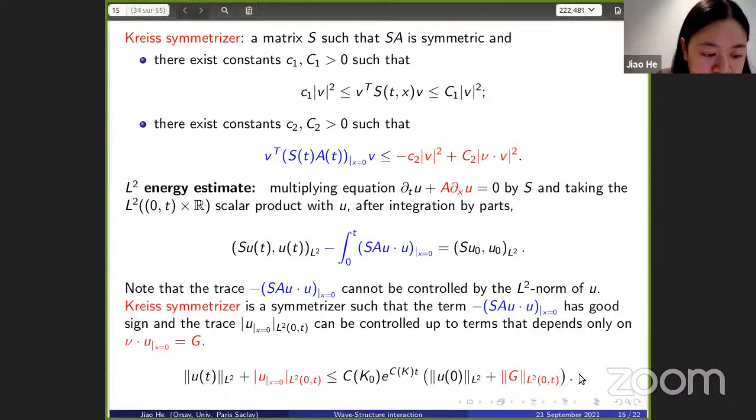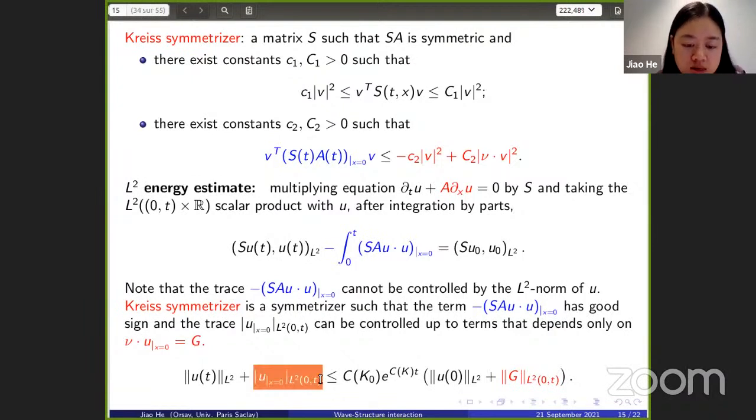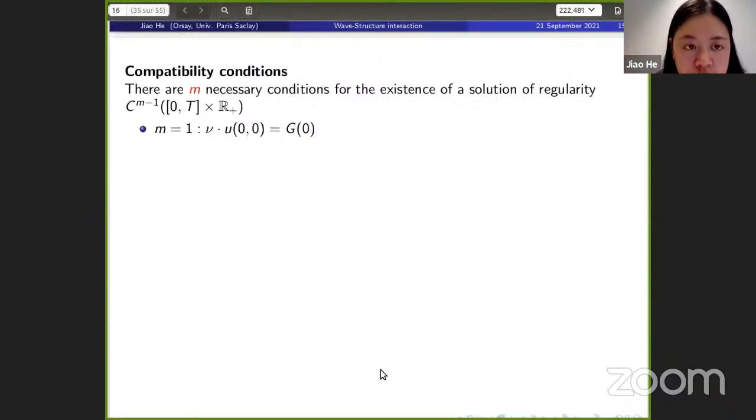And in this energy estimate, it's worth mentioning that you have not only the estimate of U, but also the control of the trace. In a general case, usually if U is L2, you cannot control the trace, but here you have this control. And this is a very important hidden regularity effect for the trace. And you will see why this control for the trace is crucial in our case. And so next, let me introduce the compatibility conditions.